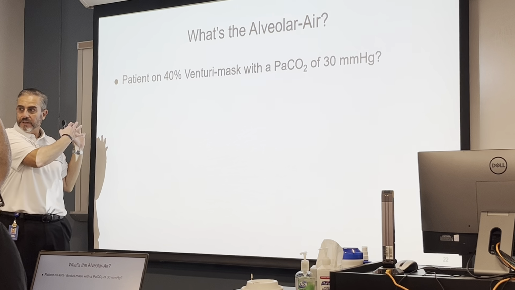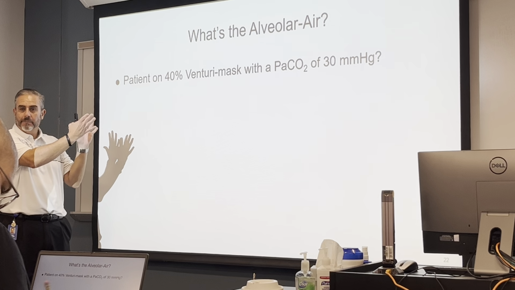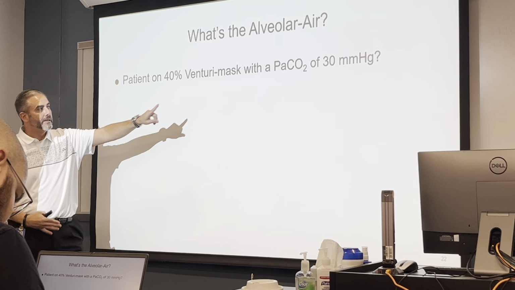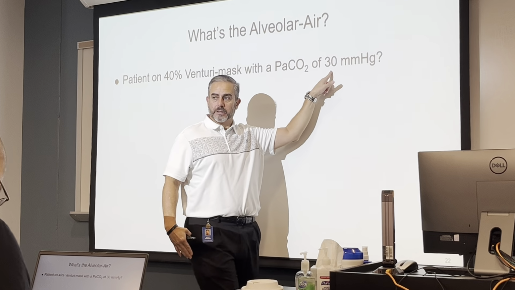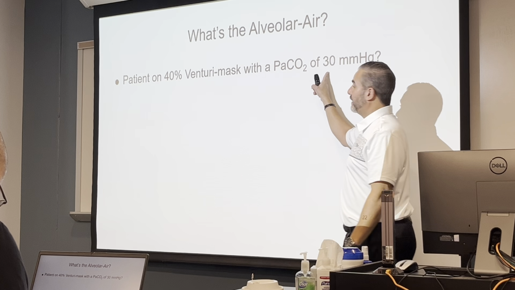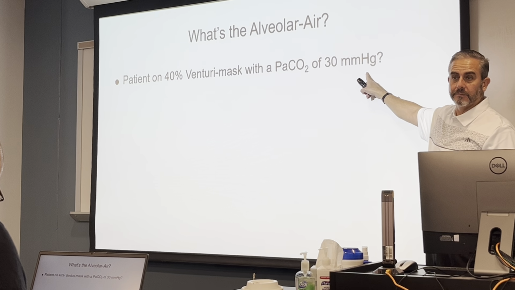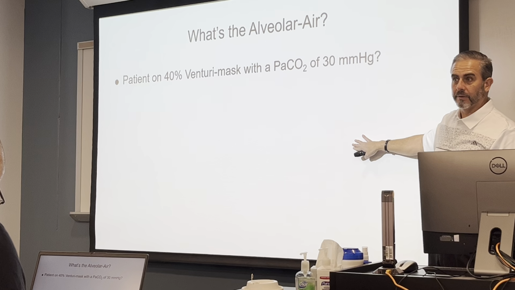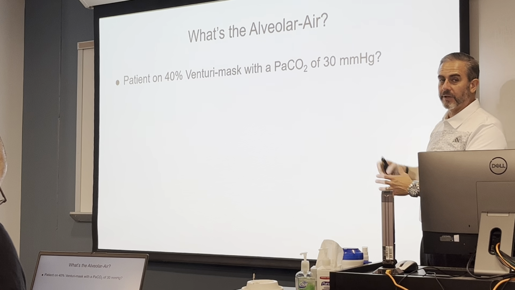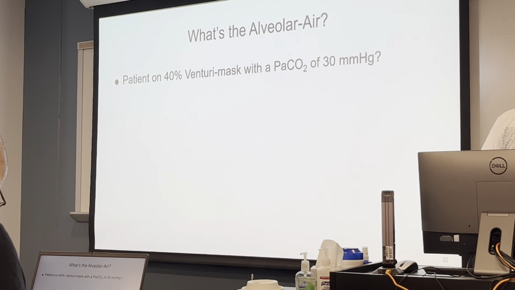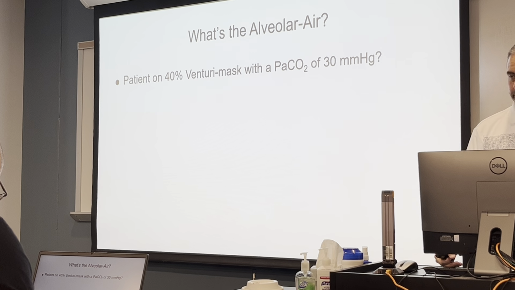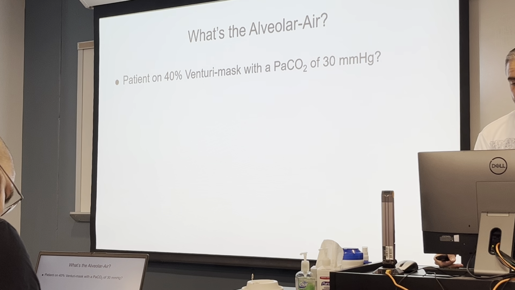That's the left side of the equation. That number will be subtracted from what? The CO2 times 1.25 or divided by 0.8. There's your second number. Subtract both sides from each other. That will let you know what is the alveolar air for someone on 40% with a CO2 of 30.